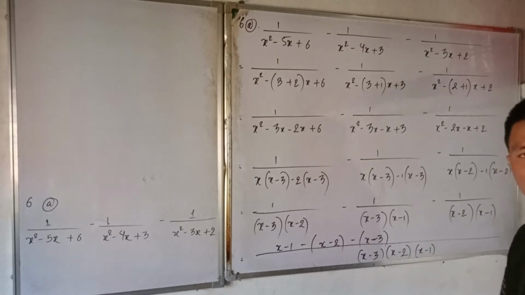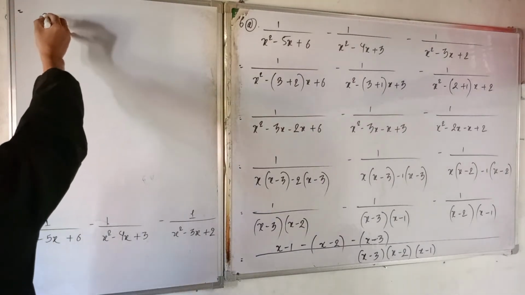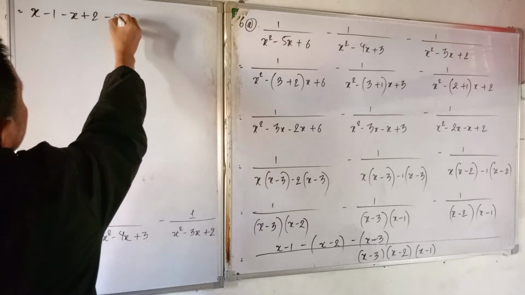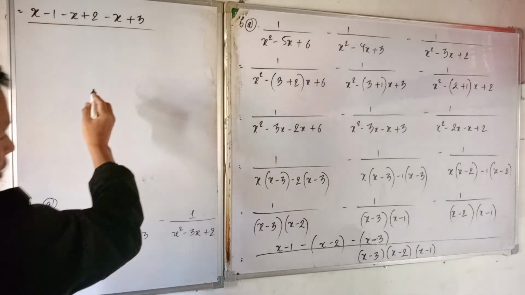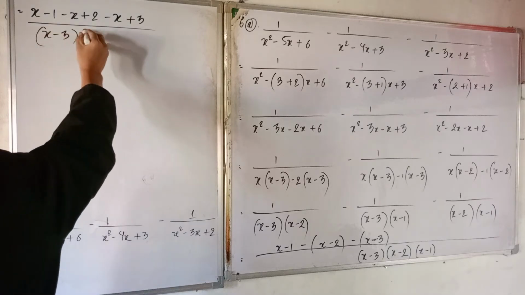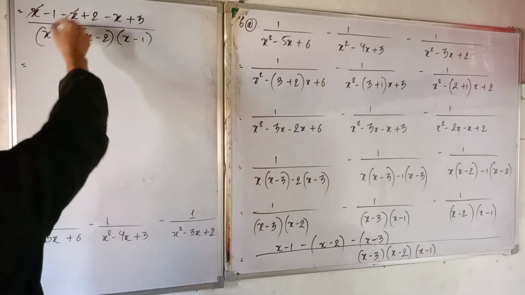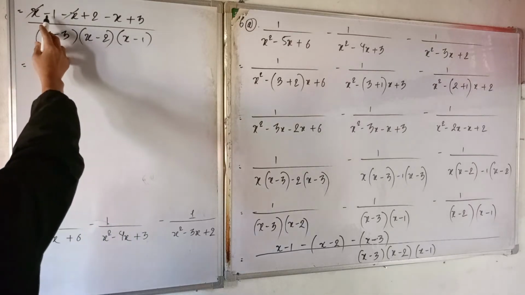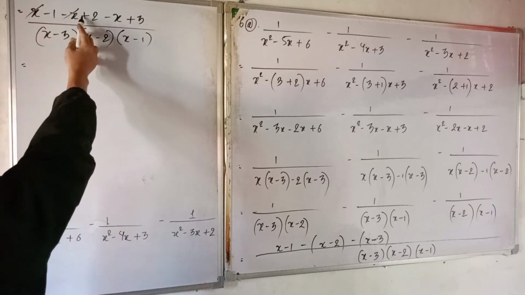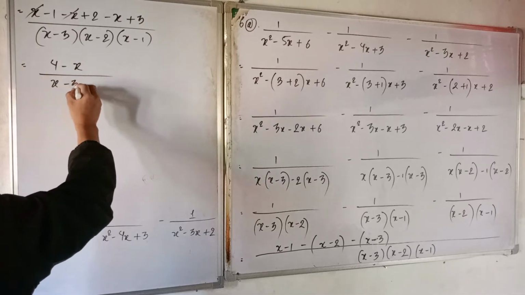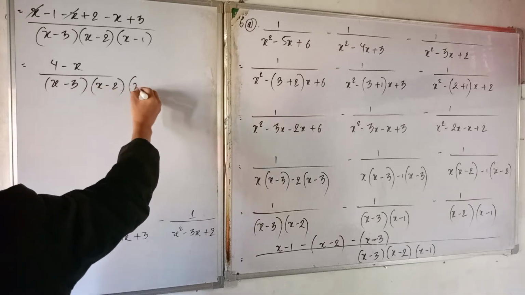Okay, now you just simplify. You can do it earlier than me if you can. Let's see. Minus x plus 2 minus x plus 3. Open the bracket with the minus sign, and the denominator is the same, x minus 3, x minus 2, and x minus 1. Okay, this x and minus x cancel, and minus 1 plus 2 is 1, 1 plus 3 is 4, so 4 minus x over x minus 3, x minus 2, x minus 1.